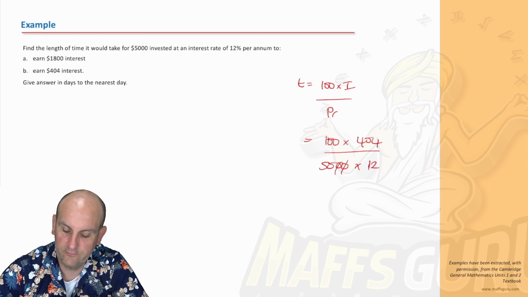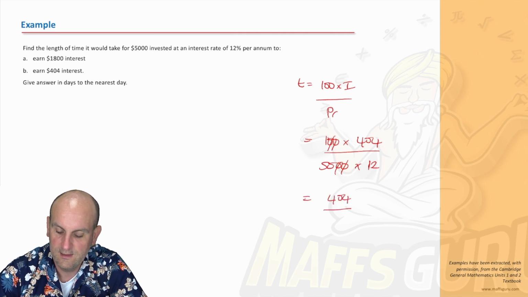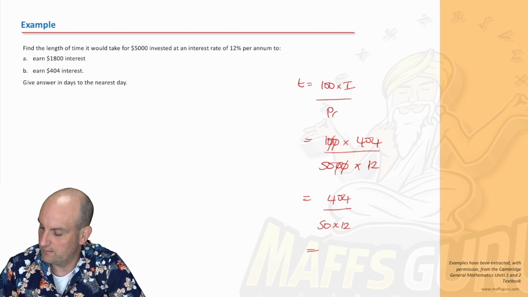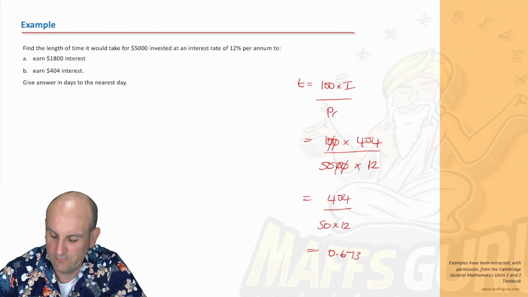Okie dokie. Two zeros knock off there, two zeros knock off there. I don't think I can do anything else. No. So that's going to be 404 divided by 50 times 12. Let's put that into my calculator. 404 divided by 50 times 12 gives me 0.673 reoccurring, but that's in years.